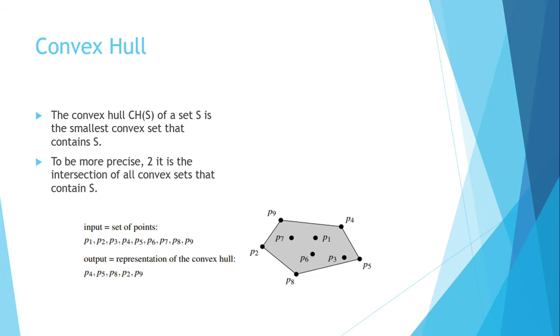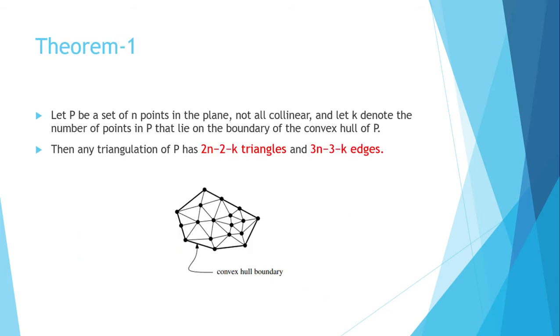Next, it is a theorem. Let P be a set of points in the plane, not all collinear, and K is the number of points that lie on the boundary. That is the thick lines here. This is the convex hull boundary. Then any triangulation of P has 2n minus 2 minus k triangles and 3n minus 3 minus k edges. The proof for this theorem is available on the internet. You can check for it.